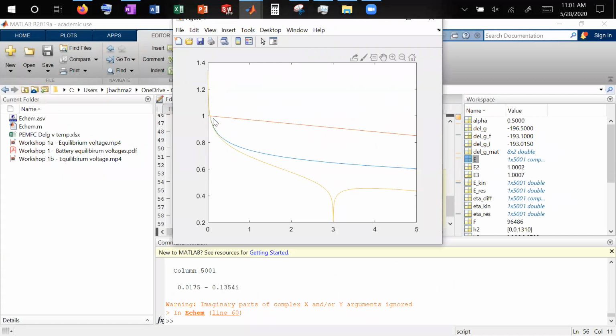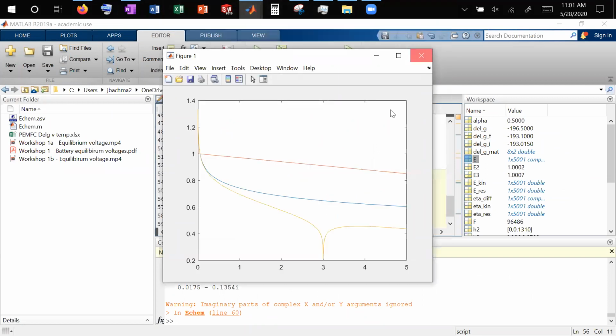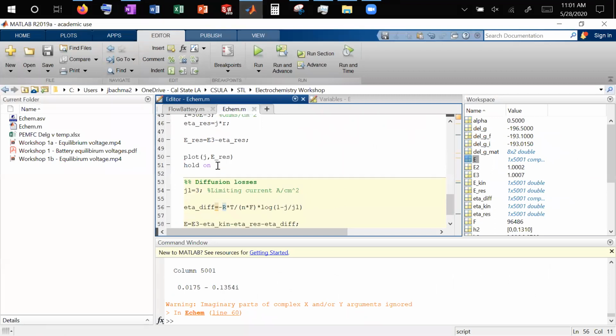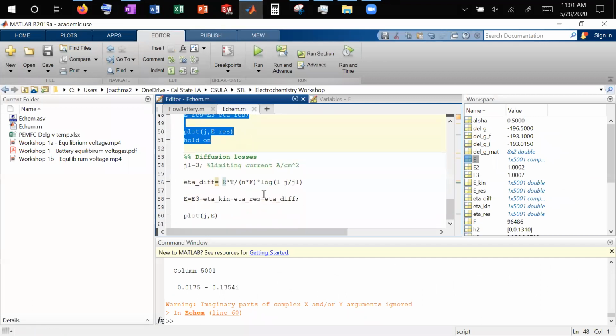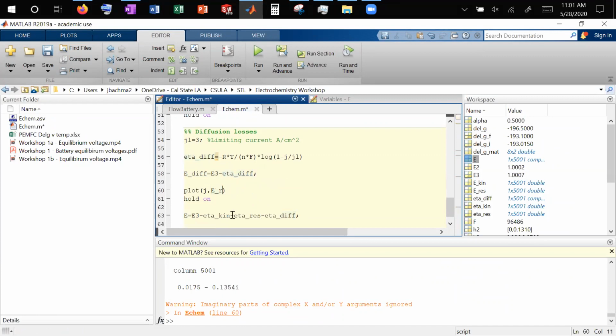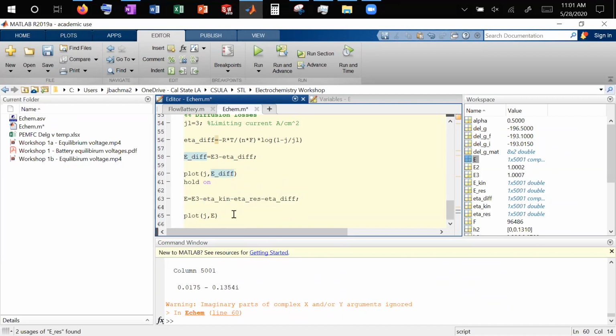So what you'll see is, maybe I can also plot just the diffusion losses. So eta diffusion. We'll have E diffusion, and I'll just subtract eta diffusion, and we'll do E diffusion.